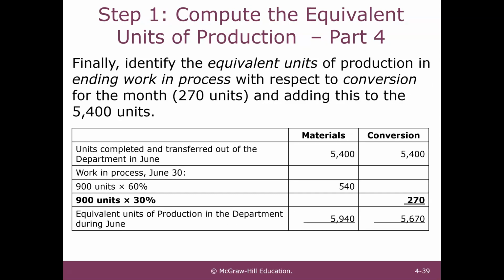Then let's go back and look at those 900 units that are partially complete. They are 30% partially complete for conversion. 30% of 900 is 270. Take the 5,400 of completed units plus the partially completed units, 270, and add them together. You get equivalent units of production in June for conversion cost of 5,670.